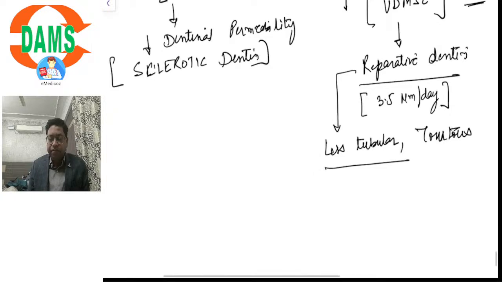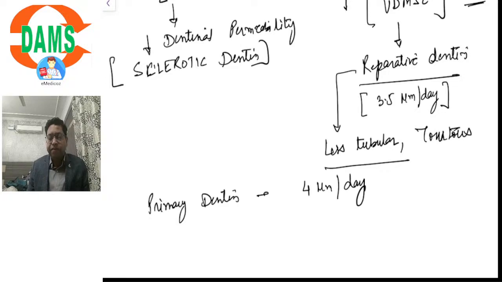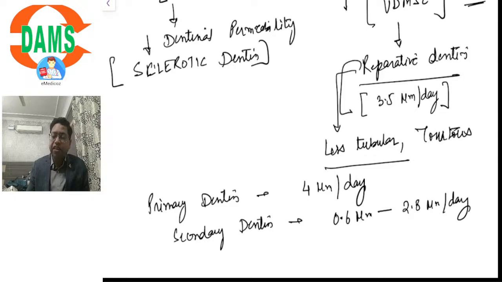Okay. If we talk about primary dentine, it is usually laid at the rate of 4 microns per day. Secondary dentine, which is also a physiological form of dentine, is laid out in the range of 0.6 to 2.8 microns per day. And reparative dentine is laid at the average rate of 3.5 microns per day. So you have to look for the specific clinical situations and then answer accordingly.